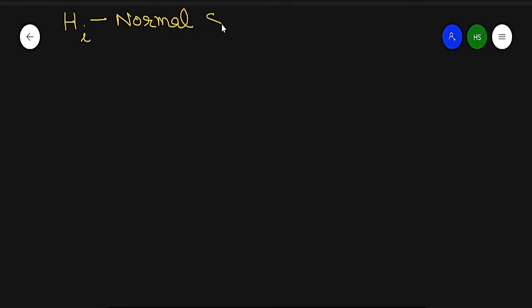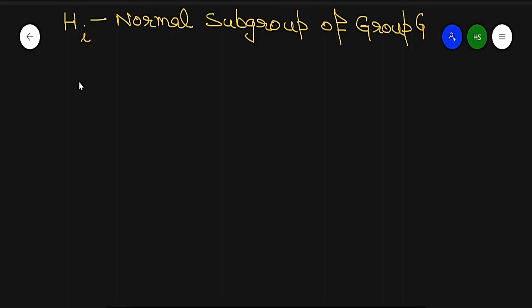Normal subgroup of group G, normal subgroup of group G. It means it satisfies property number 1. It is a normal subgroup. Now second is, it is isomorphic to Gi.